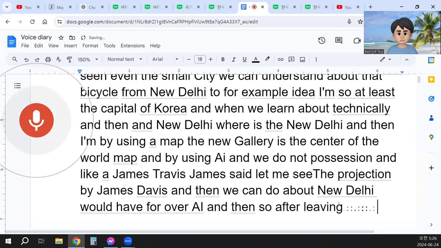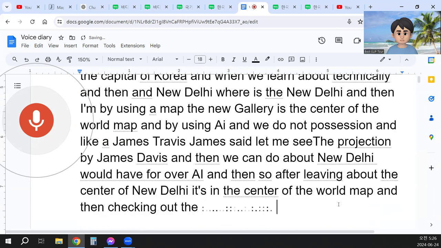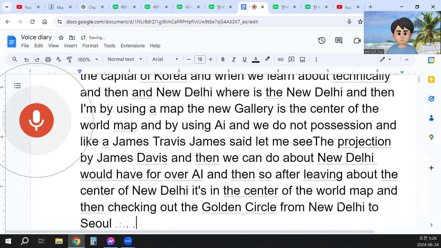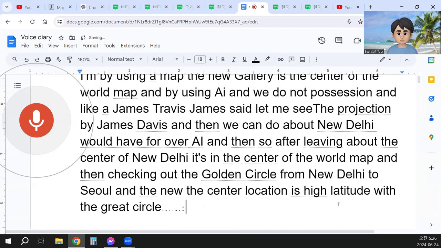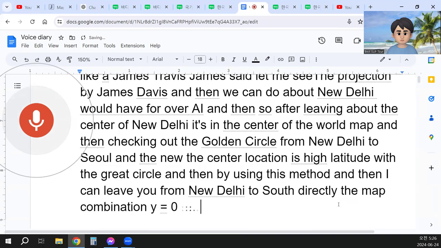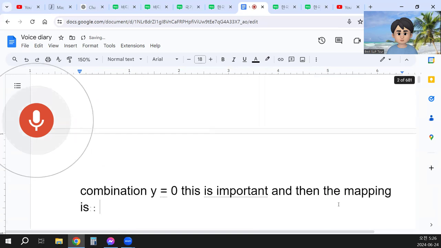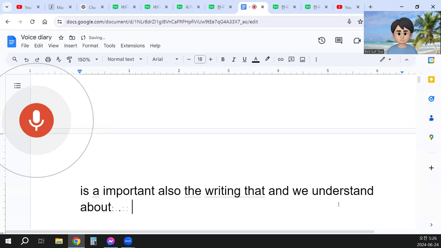After reviewing New Delhi as the center of the world map, I'm checking out the progress from New Delhi to Seoul. The center location is high latitude. We do a gray circle, and by using this method, I can review from New Delhi to Seoul directly. The map combination y equals zero. This is important, and the mapping is important. By doing that, we understand the direct area.